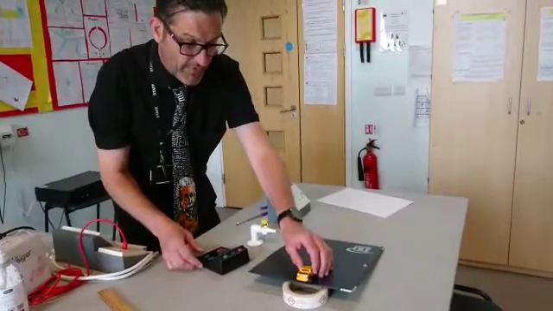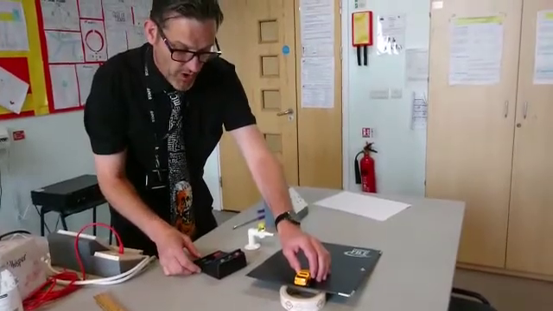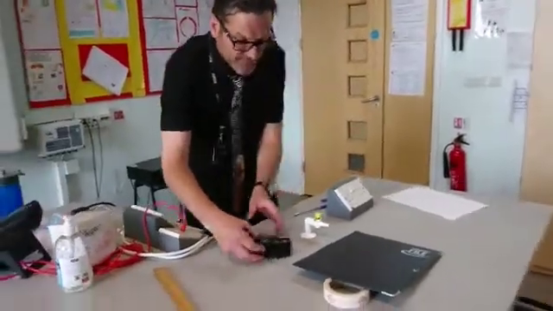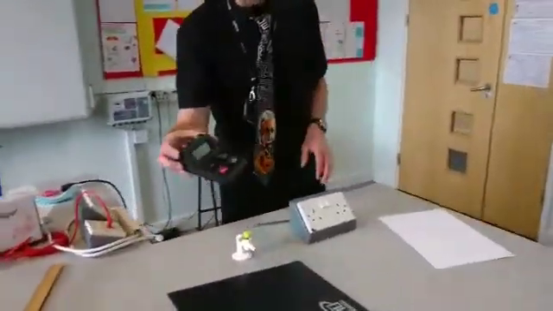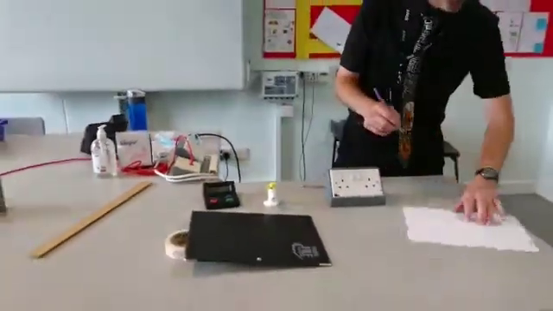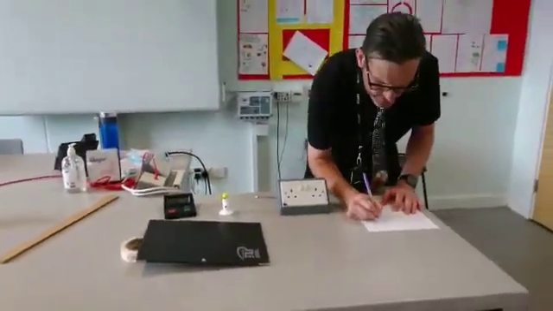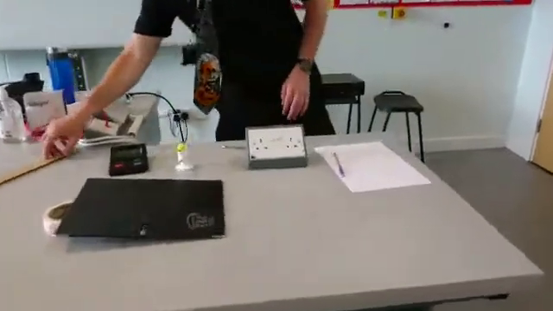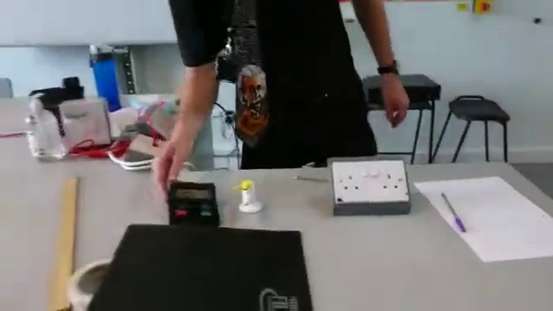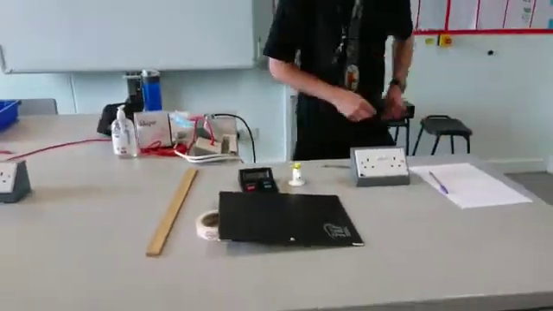So 5, 4, 3, 2, 1, release and stop. And that comes out on my timer here, 1.16 seconds. So I'm going to note that down as well, 1.16. I have now used 2 measuring pieces of equipment. I've used a stop clock, and I've used a ruler, and I've got 2 bits of data.